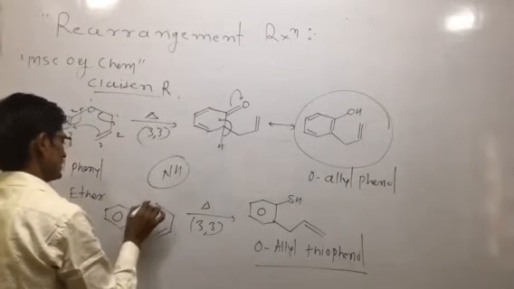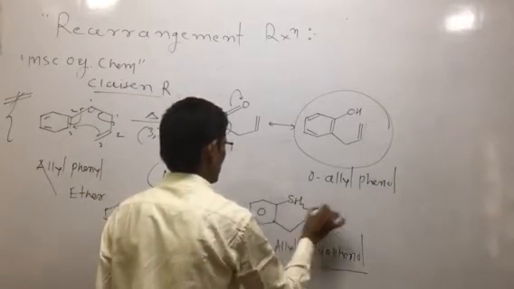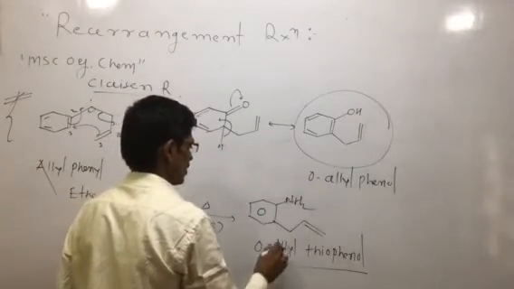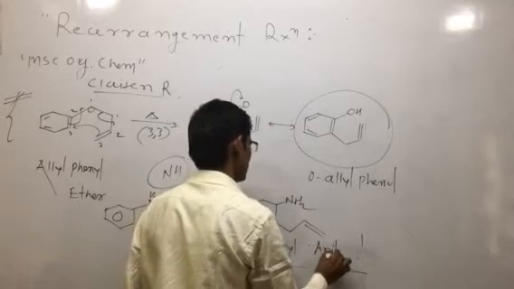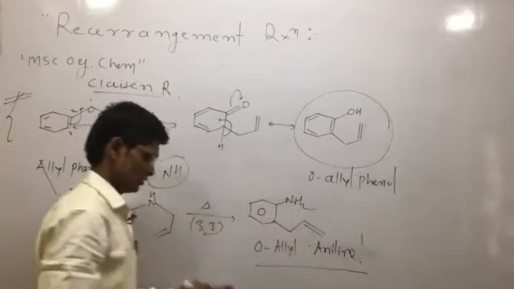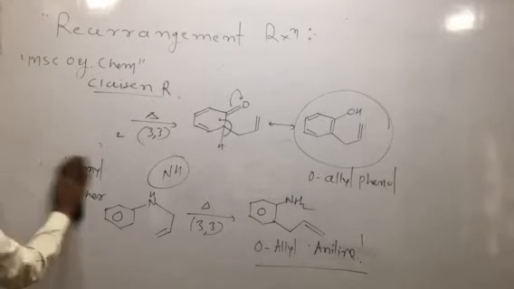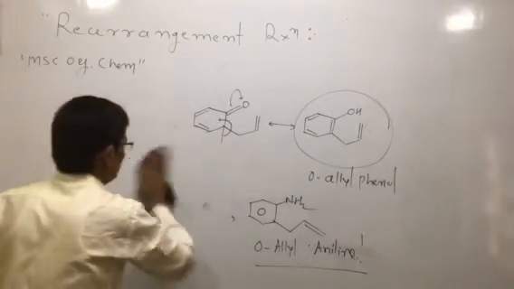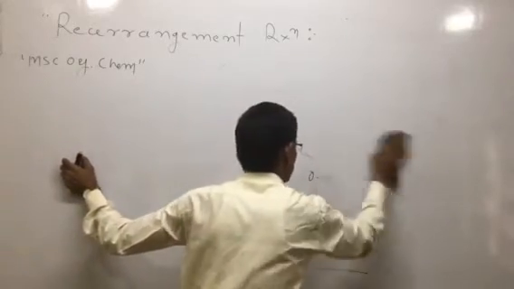For example, we take an N atom, NH, which goes to the formation of NH2. So this is the formation of ortho-allyl aniline. This is called Claisen rearrangement reaction. Here, in the next rearrangement, there is 3-3 shifting in Claisen rearrangement.